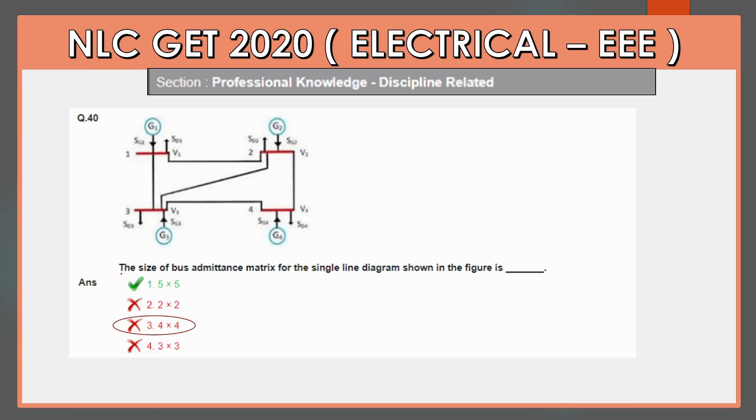Here it is given the size of the bus admittance matrix of a single line diagram shown in the figure below. So what will be the size? So you can see 4 buses are there. This is 1, this is the second bus, this is the third bus, this is the fourth bus. So the bus admittance matrix, it is asking what will be the size. The answer he has given is 5 cross 5. I think this is not the right answer. The right answer should be 4 cross 4. What do you think about this question? Please let me know in the comments. I think 4 cross 4 will be the answer.